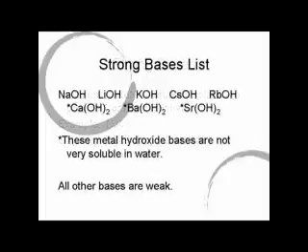Here's the list of strong bases. All group 1 metal hydroxides, sodium hydroxide, lithium hydroxide, potassium hydroxide, cesium hydroxide, rubidium hydroxide are considered strong. So remember those. And then there are 3 group 2 metal hydroxides that are considered strong. Calcium hydroxide, barium hydroxide, and strontium hydroxide. The one thing with those 3 group 2 metal hydroxides is they're not very soluble in water. You'll want to consider all other bases weak.